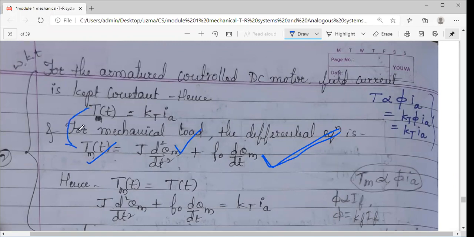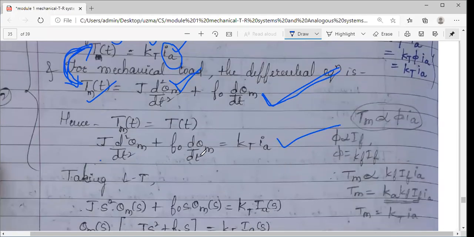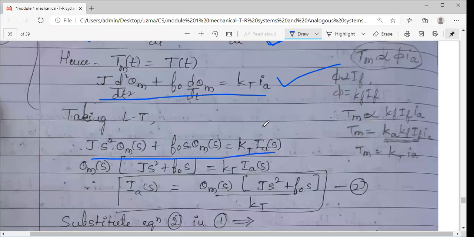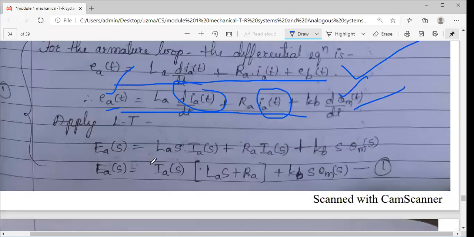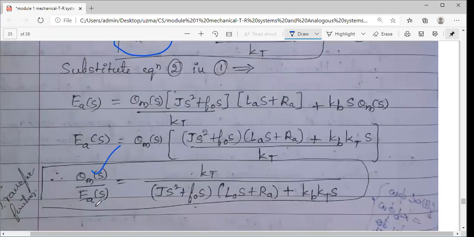That's why I have taken the basic concept of the armature controlled DC motor. There we are considering field current constant. With that concept, torque is given by KT, some proportionality constant, into IA. So we can equate these two torques, and from this relation we have theta M and IA term. So I have got the IA term. If I take the Laplace transform, I will get IA from this equation. So I can substitute in place of IA here that equation. So then finally I have found the transfer function theta M by EA.